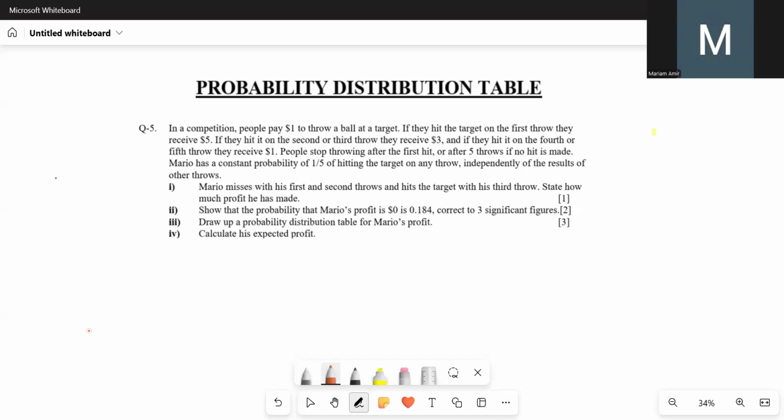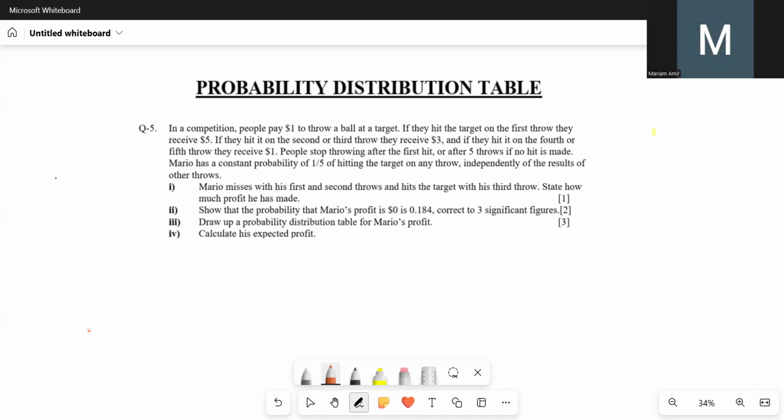Question number 5. In a competition, people pay $1 to throw a ball at a target. If they hit a target on the first throw, they receive $5. If they hit it on the second or the third throw, they receive $3. And if they hit it on the fourth or the fifth throw, they receive $1. People stop throwing after the first hit or after 5 throws if no hit is made. Mario has a constant probability of 1 by 5 of hitting the target on any throw independently of the result of the other throws.